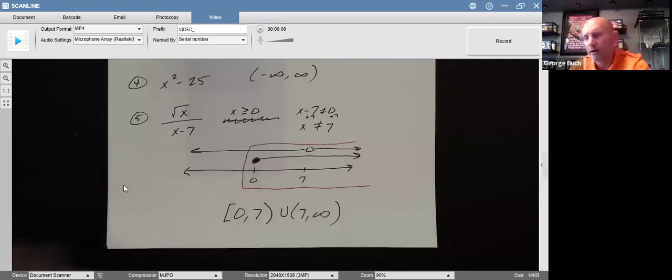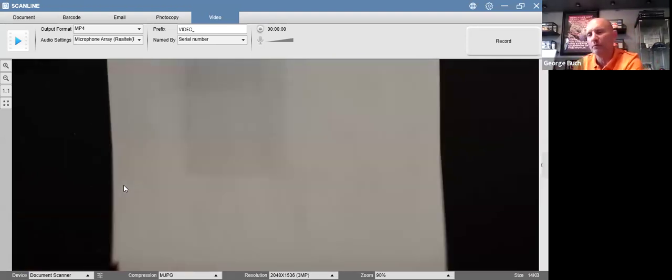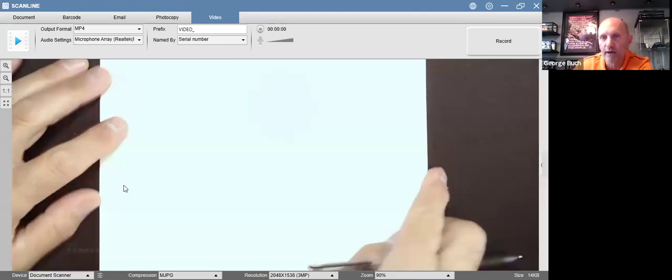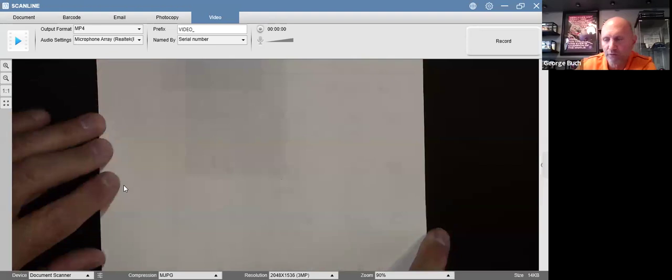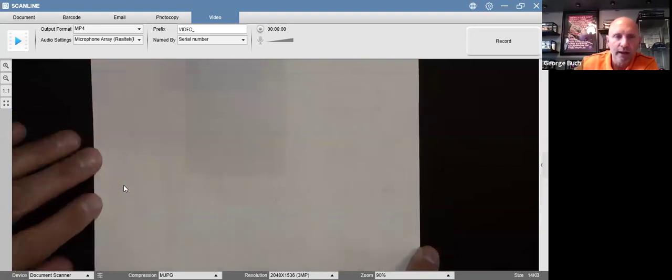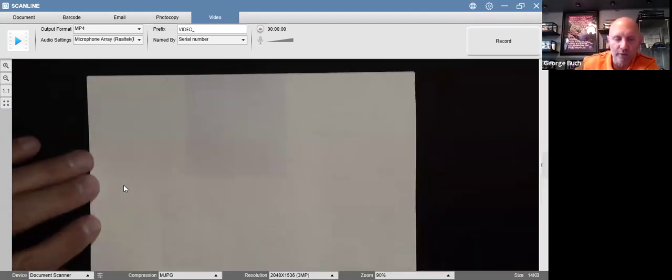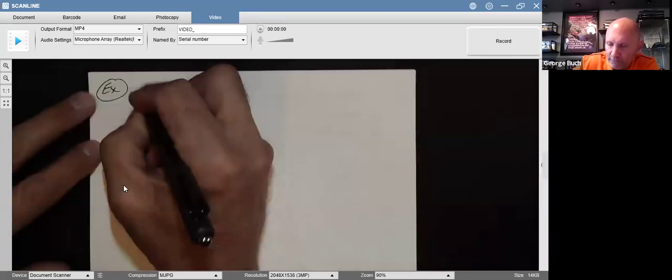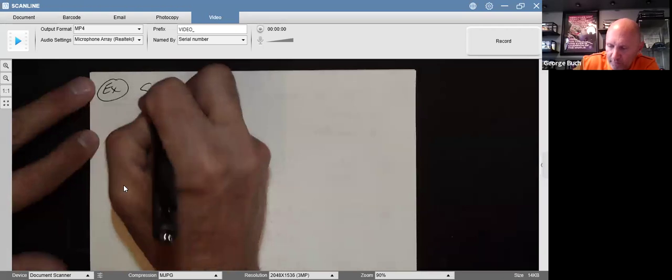All right, so that is our various types of domain problems. Very important. We will see it several times for the remainder of the semester here. So now let's look at some algebra of our rational expressions. First, let's say we just want to simplify.